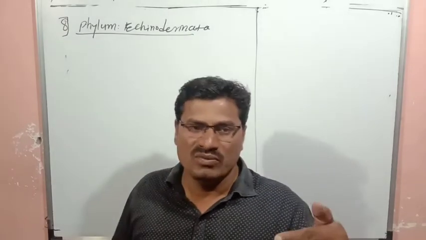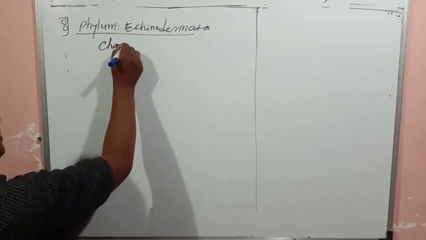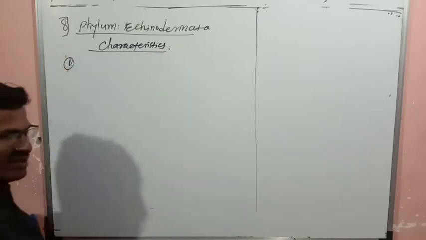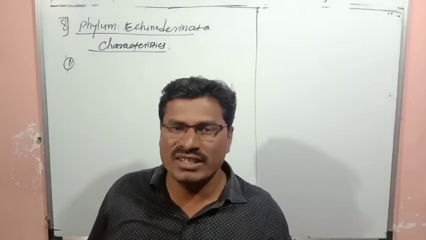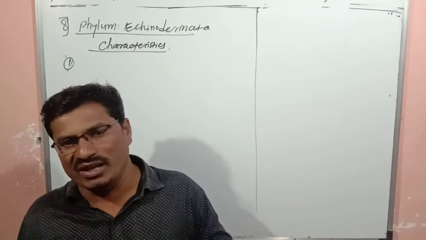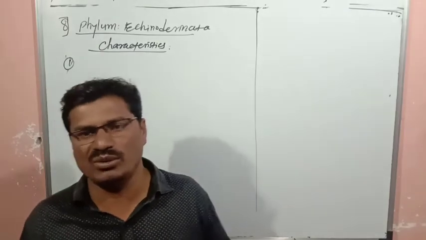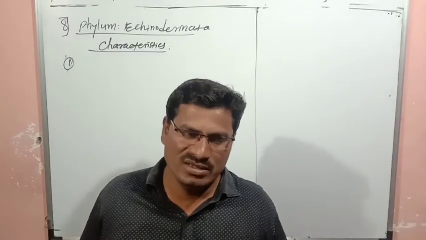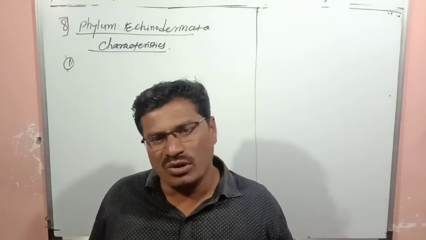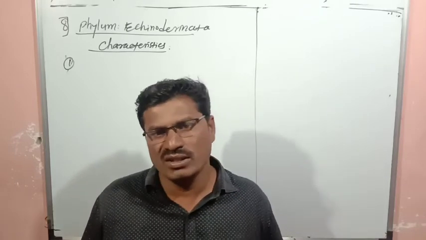So point-wise we'll see the characteristics related to the echinodermata. Which characteristics are they showing? First characteristic is calcareous spines present on their body, like calcium carbonate, hard spines on their body, so they are called echinodermata. Second thing is that they are found only in the ocean. Third, the body of these animals is triploblastic and eucoelomate.